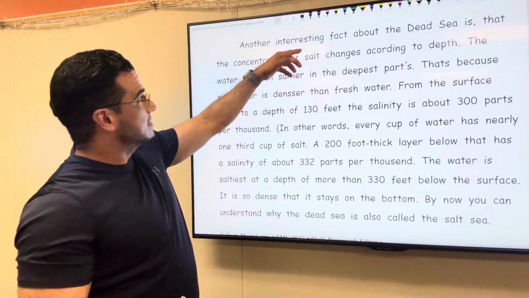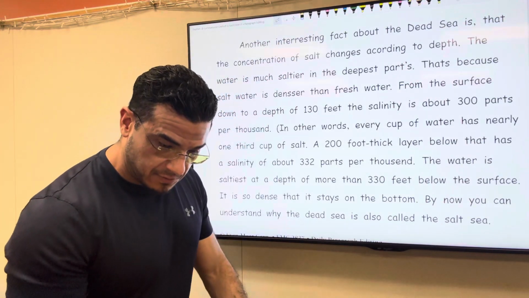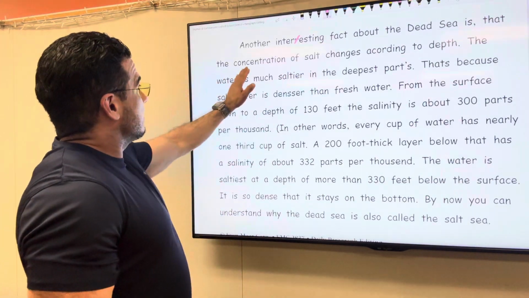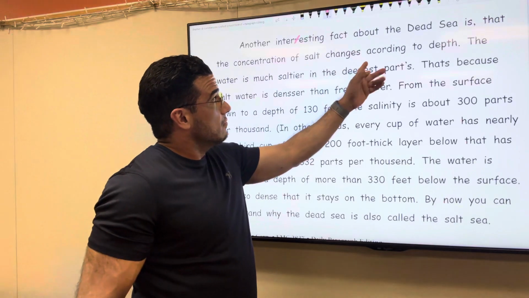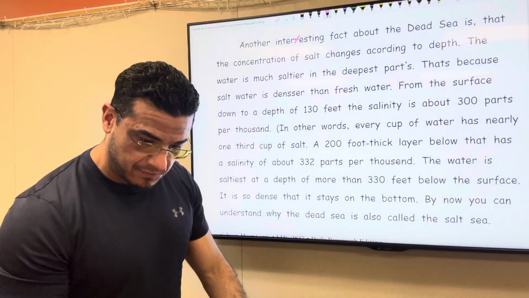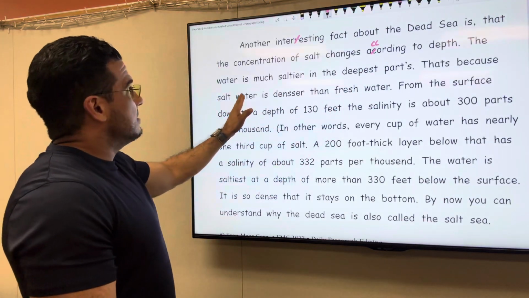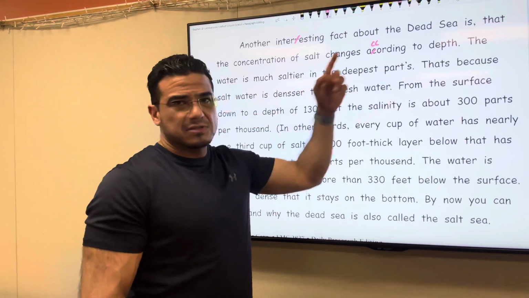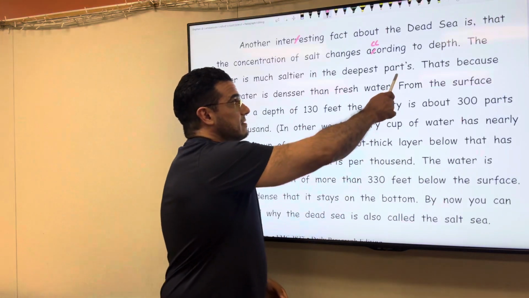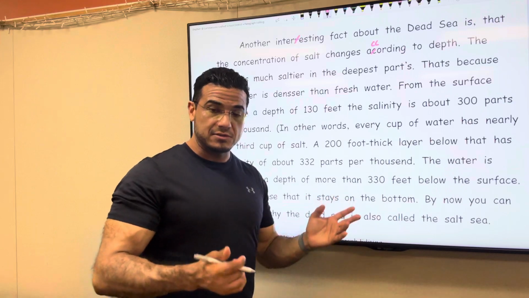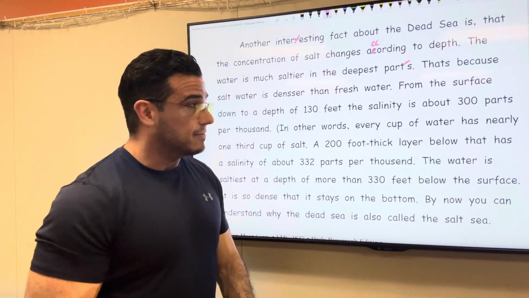So another interesting thing, which is misspelled, I'm gonna go ahead and strike one of those consonants. Fact about the Dead Sea is that the concentration of salt changes according, which should have two C's, not one, according to depth. The water is much saltier in the deepest parts, and for whatever reason, this is written as a singular possessive. In fact, that's not the case. We mean to use it as a plurality of parts. So I'm gonna go ahead and get rid of that apostrophe.